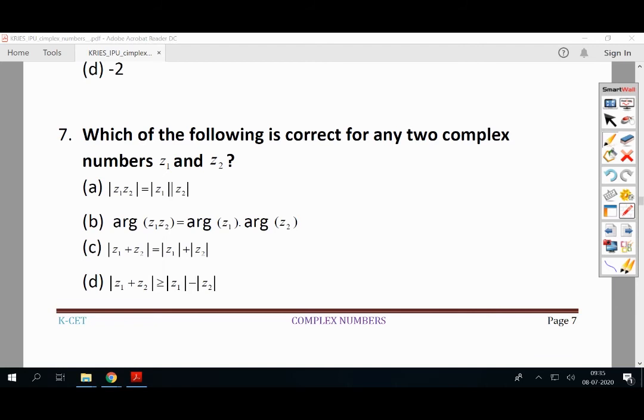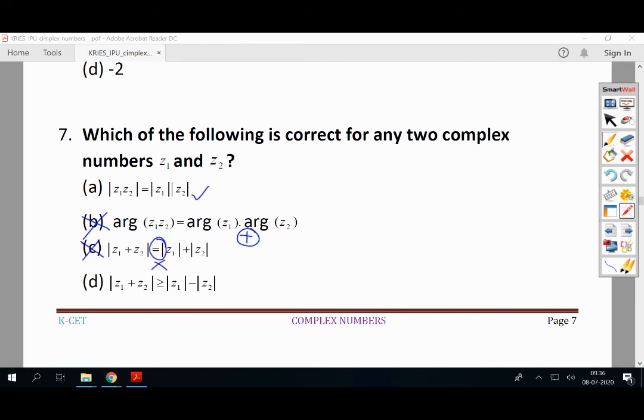No, it should be plus there. So this is not a correct choice. And mod z1 plus mod z2 is not equal to, it should be greater than or equal to. So this is not a choice and this is not a choice. The correct answer for this is going to be option A. It is the standard result.